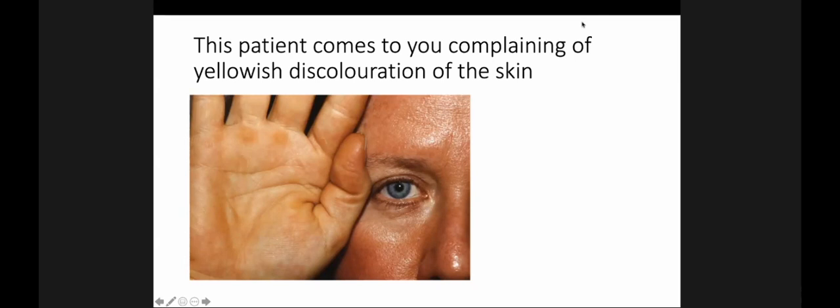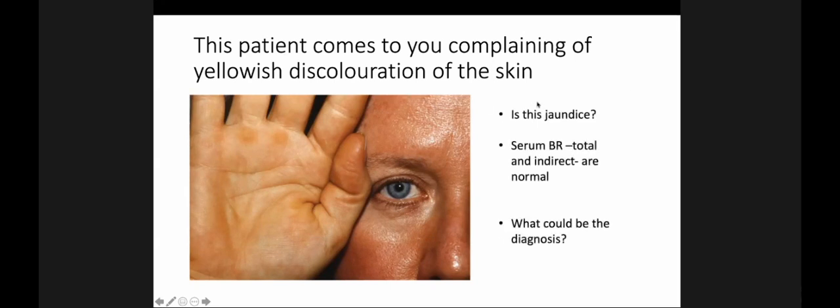Okay, another case. This patient comes to you complaining of yellowish discoloration of the skin. What do you think this might be? Any comments? It could be jaundice, but it could be something else as well. What is for this being jaundice, or what is against this being jaundice? If the palms are yellow, then the eyes should be yellow as well, because that's just how it goes. You can see that her eyes are not yellow, they're white, right?